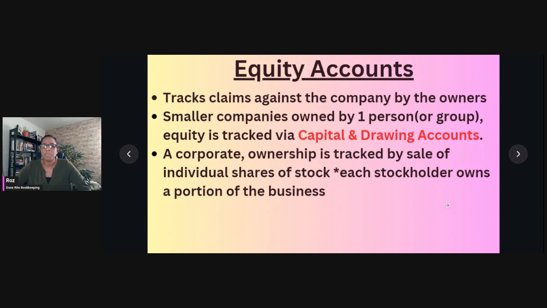So when I talk about the owner draw and the owner contribution, this is part of the equity account. So basically it tracks claims against the company by the owners. In smaller companies owned by one person or group, equity is tracked via capital and drawing accounts. In a corporation, ownership is tracked by sale of individual shares of stock. Each stockholder owns a portion of the business.